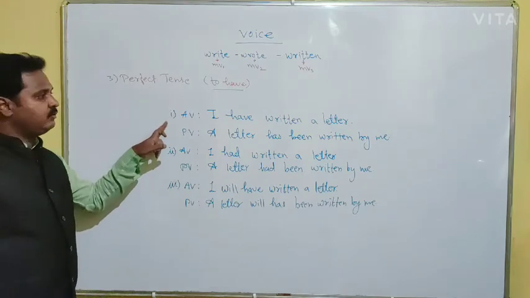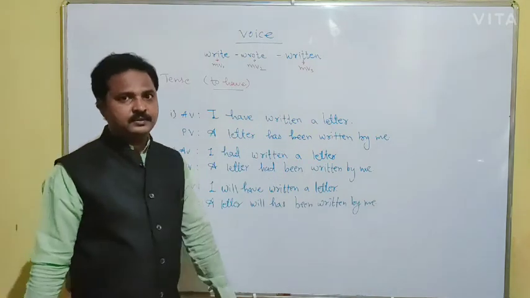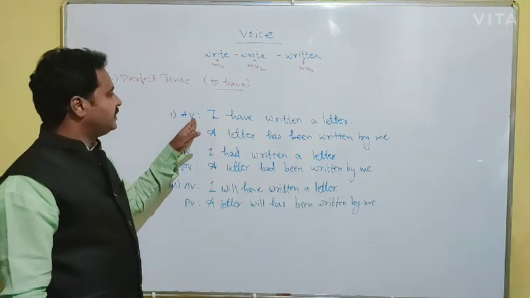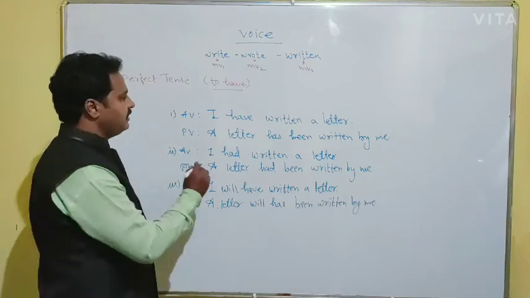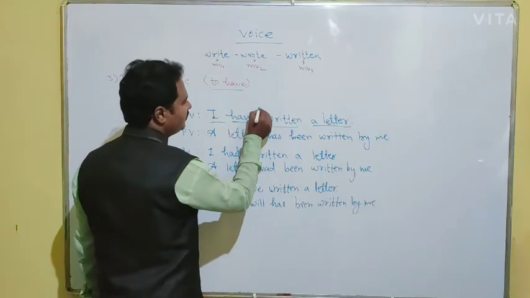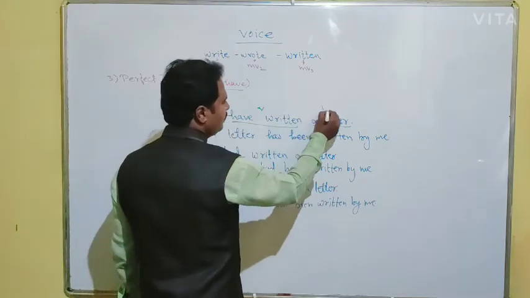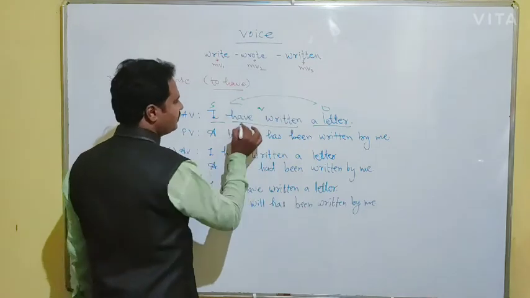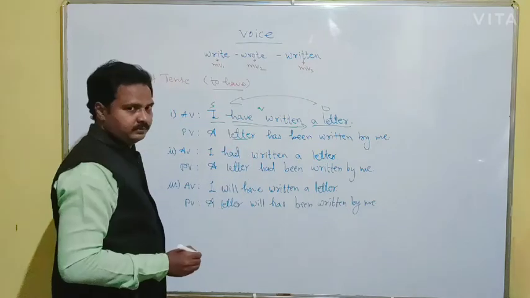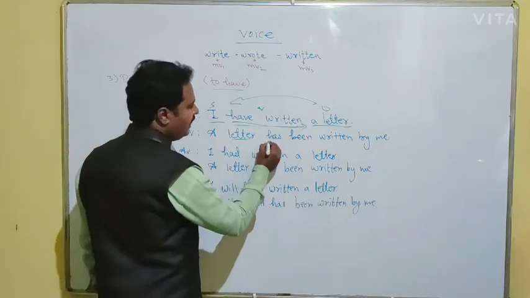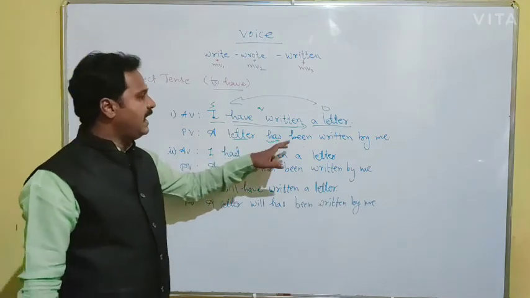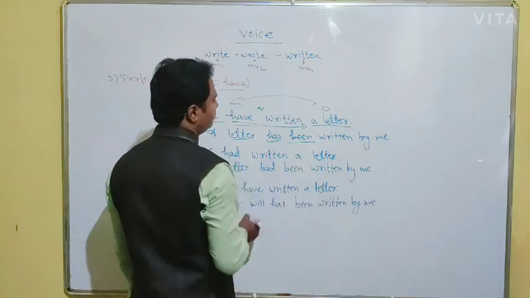In active voice, I have written a letter. Present perfect tense, past perfect tense, future perfect tense. In present perfect tense, I have written a letter. Here, have written is the verb, then subject and object interchange. A letter is singular and third form, that's why we use has. Third person singular, that's why we use has. A letter has been. Here we have to use been.